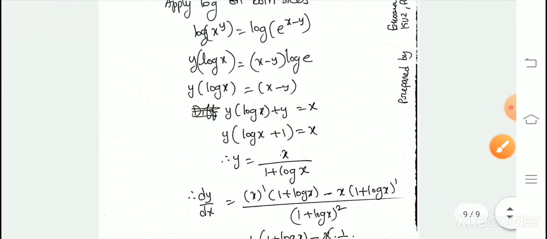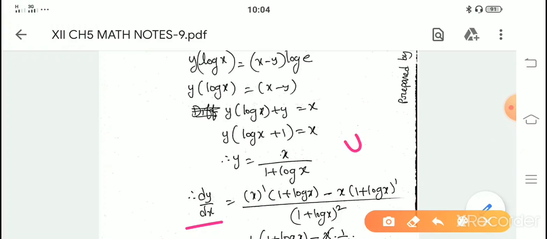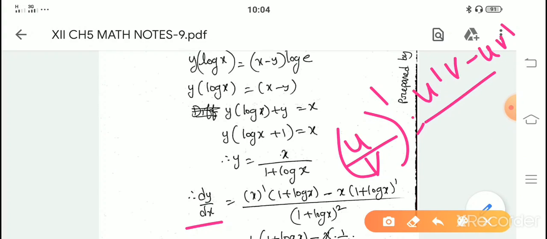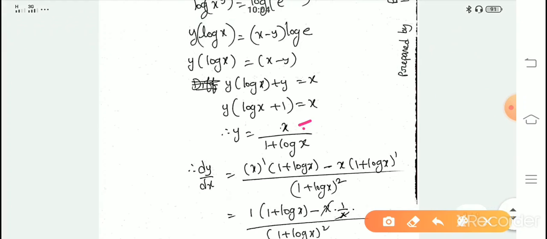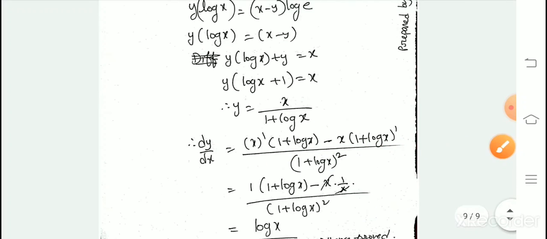Now differentiate to find dy by dx, applying the u by v rule. You know the u by v rule formula: u dash v minus u v dash divided by v square, same thing I did here. So what is u? x. What is v? 1 plus log x. Differentiate it using the u by v rule. You will have to have a lot of patience and do the problems parallelly, so that you will understand. A lot of hard work is also needed in this way.